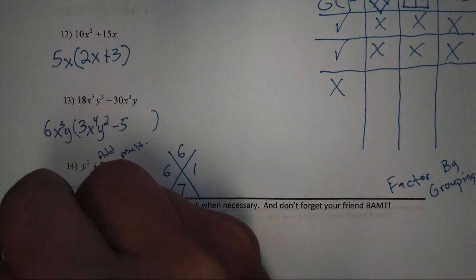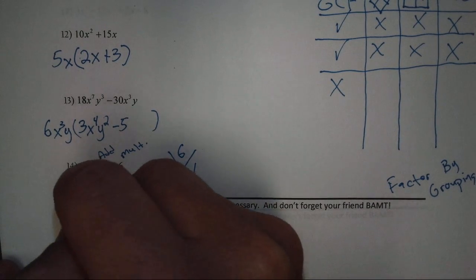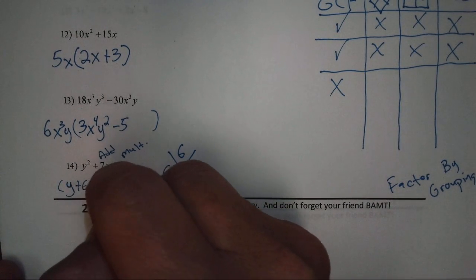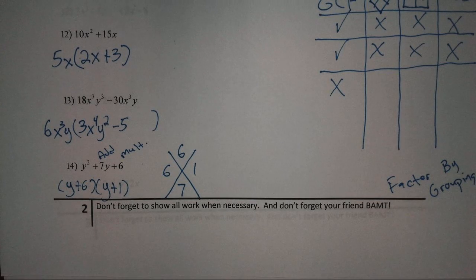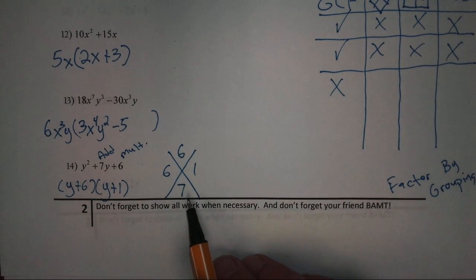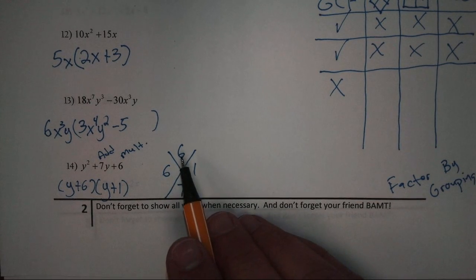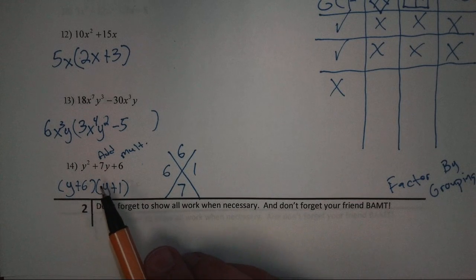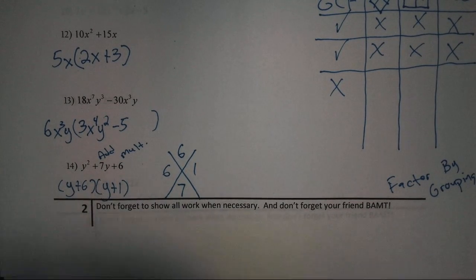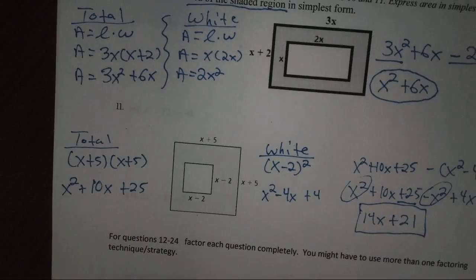So we have y plus 6 times y plus 1. 6 plus 1 gives you 7. 6 times 1 gives you 6. So then that's our answer. To check it, you could do the multiplication through and see if it gives you this answer, which in this case it does. All right, on to the next page.